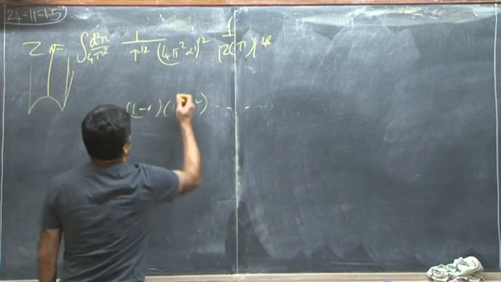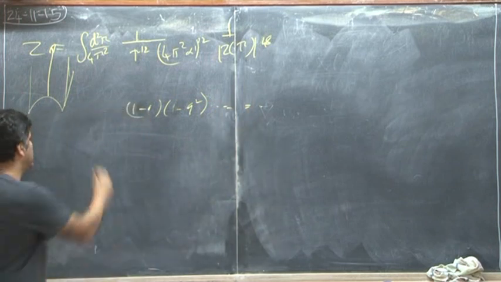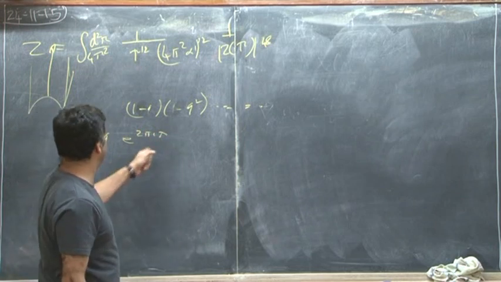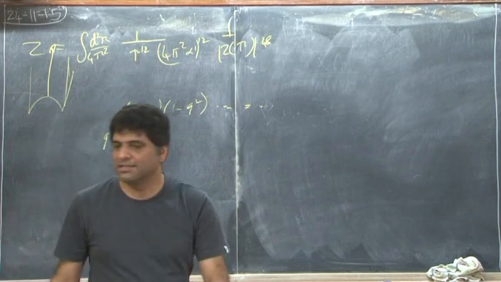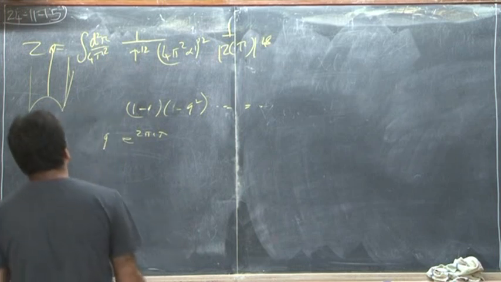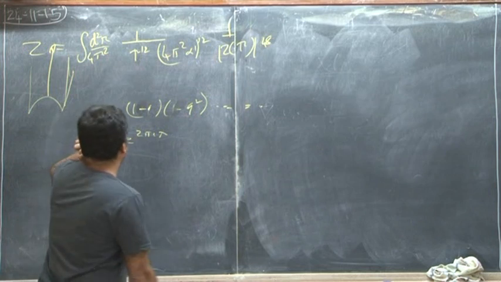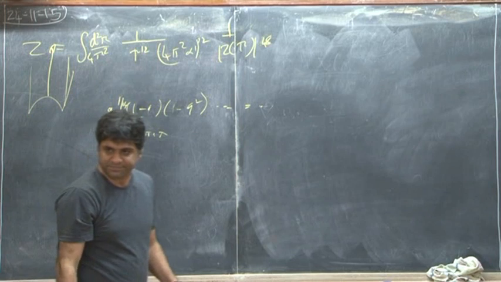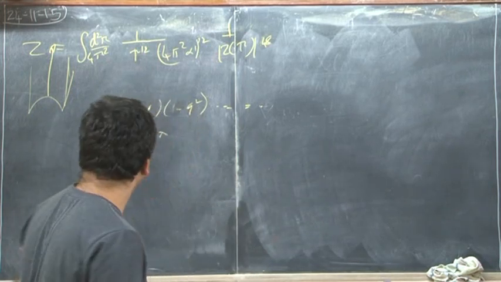1 minus q, 1 minus q squared and so on. And this q was e to the power 2 pi i tau. If tau is large and imaginary, q is very small. So you can take this whole thing and Taylor expand it. The leading terms give you the leading contributions. So the first term came from just keeping the 1 in it. Now, it was this times q to the power 1 by 24.